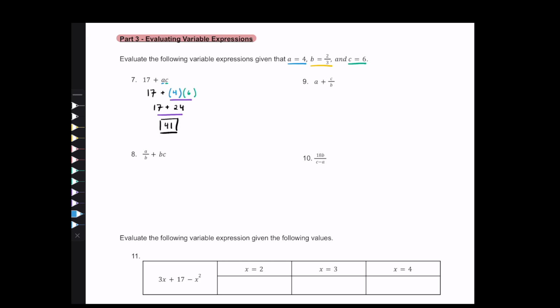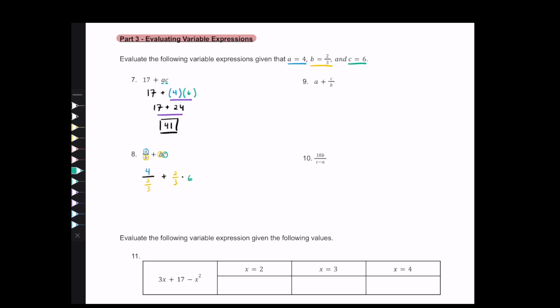Here we have a letter A. So we have A, and then we're dividing it by B, which is yellow. So blue divided by yellow plus yellow times, what's C? C is green. Okay, so let's try to change these things out here. So we have 4, and it's going to be 4 over, what's B? B is 2/3. So it's 4 over 2/3 plus B, which we said was 2/3. It's going to be 2/3 times C. Well, what is C? C is 6.